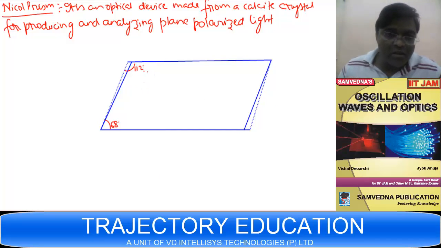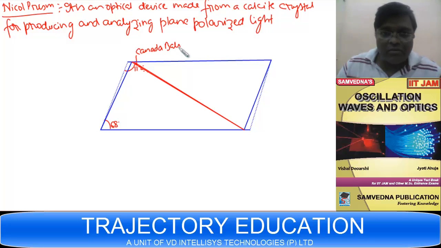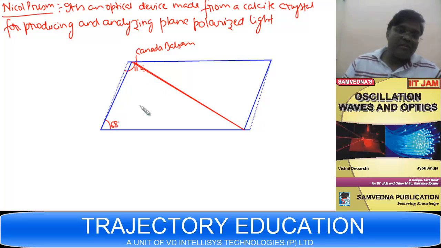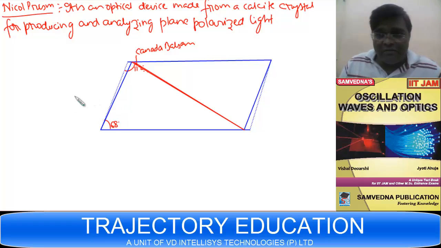Now you do one thing: you cut this crystal over here. Cut this crystal, and now you join the two pieces using a very special gum called Canada balsam. To join them again, you use the gum called Canada balsam.